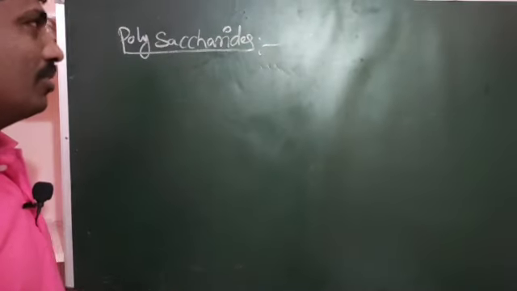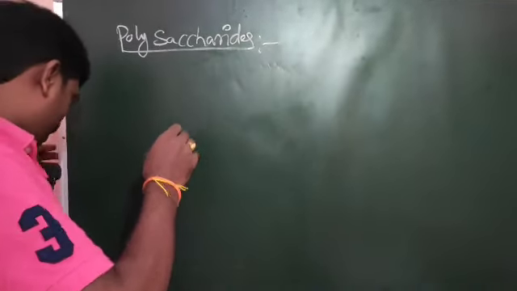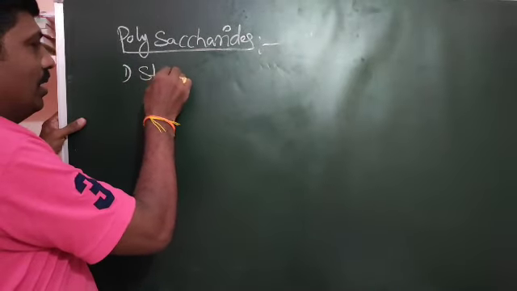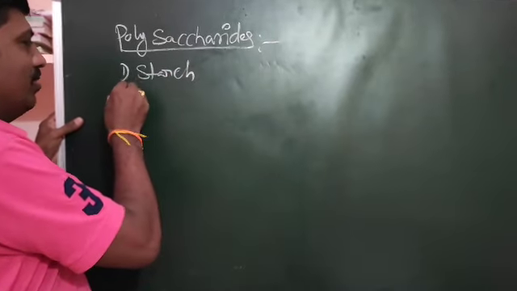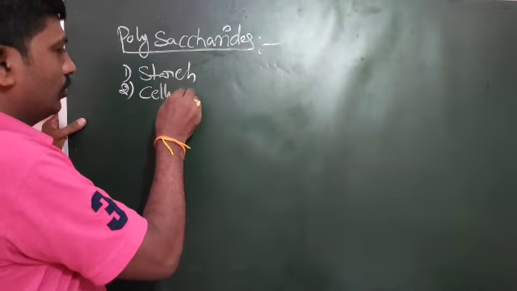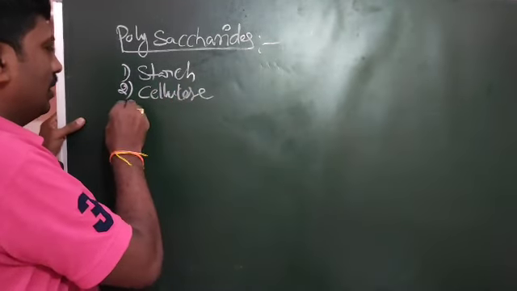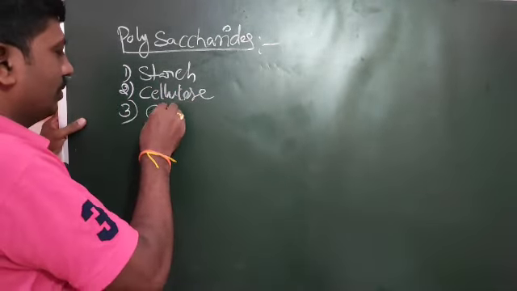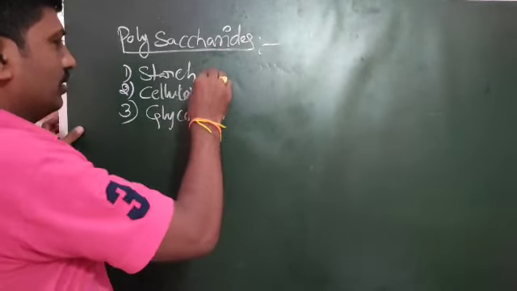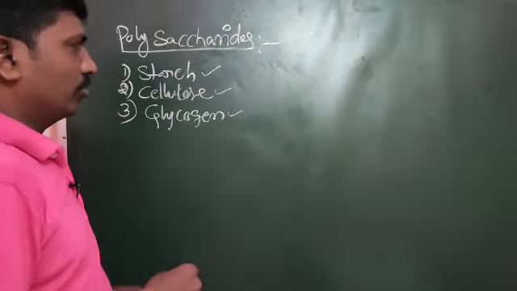So examples for these polysaccharides. First one is starch, second one is cellulose, third one is glycogen. So starch, cellulose and glycogen.